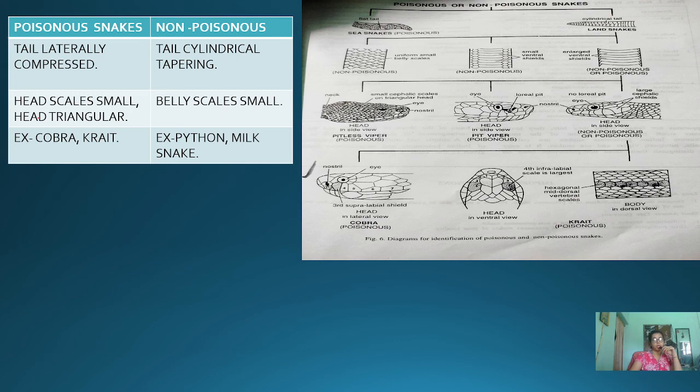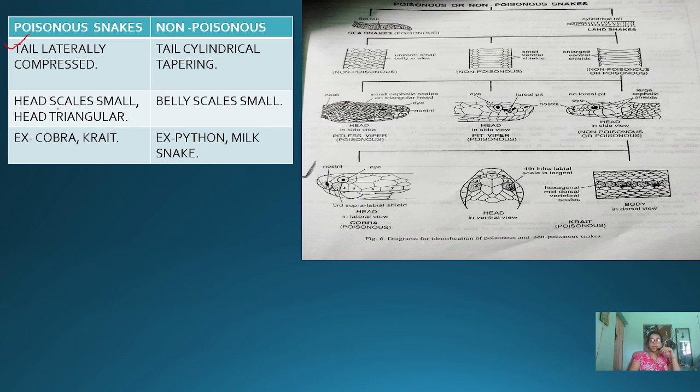Then moving to the next interesting feature: how to distinguish between a poisonous and a non-poisonous snake. Okay, for poisonous snakes, research is still ongoing. You cannot say exactly just by seeing, but certain points help, like the tail is laterally compressed in poisonous snakes, and non-poisonous snakes have a cylindrical tail. By the tail you can see.